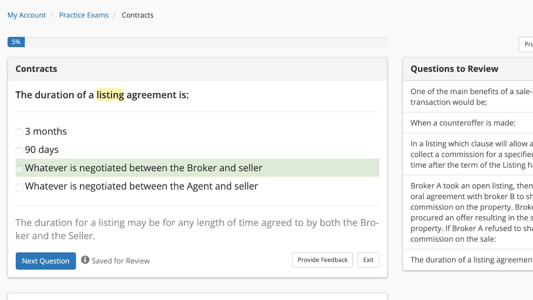And the answer here is C, whatever is negotiated between the broker and seller.